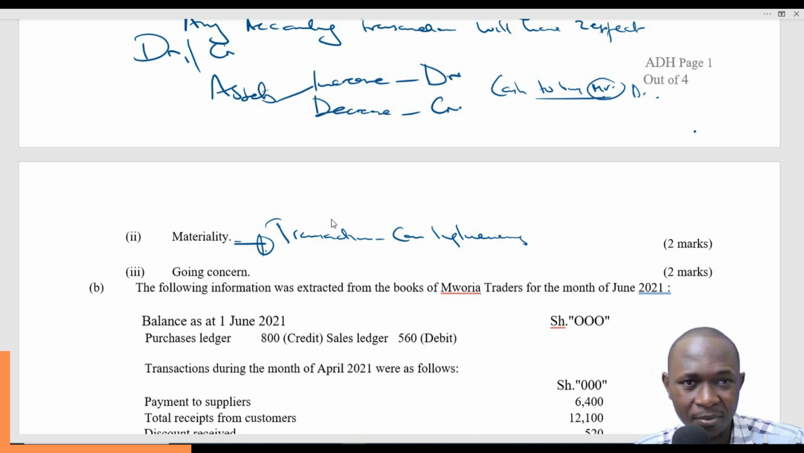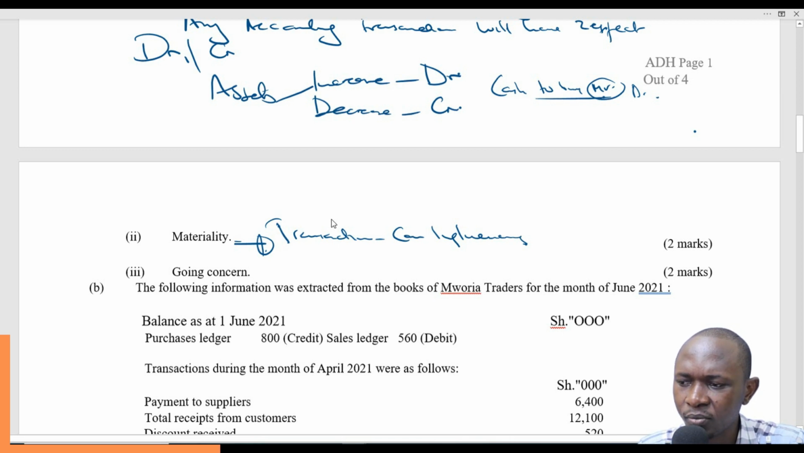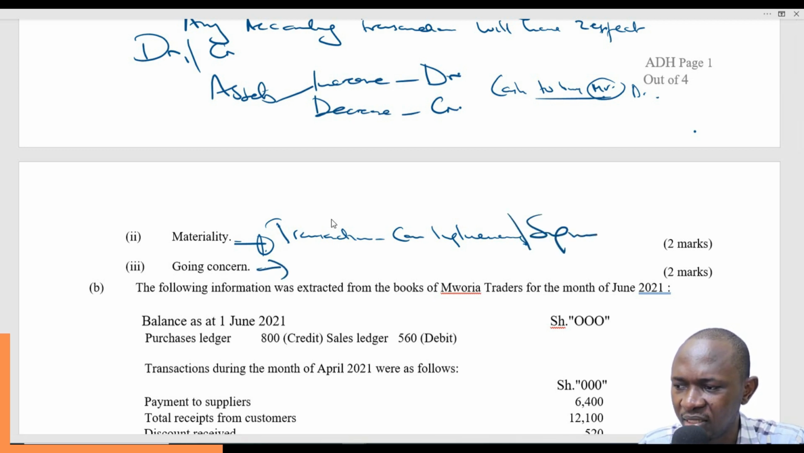There are some transactions that are very small in nature that may not affect the decision-making ability of whoever the user of the accounting information is. Such, we say, are immaterial. They may not be significant in any way to change the decision that will be arrived at by the decision maker. So materiality is about the significance of the decision and the ability to influence the decision making process or results. And then going concern.